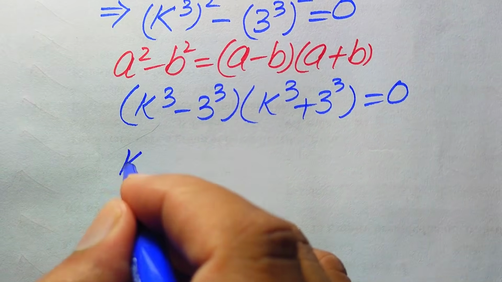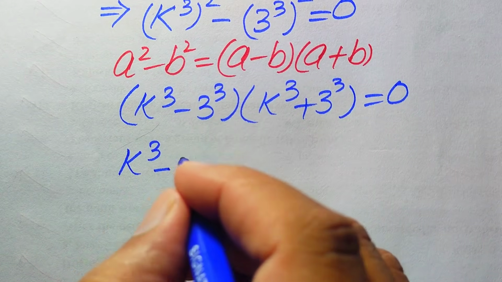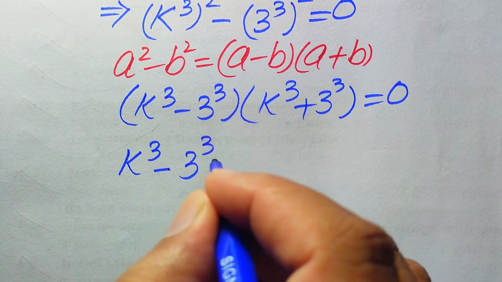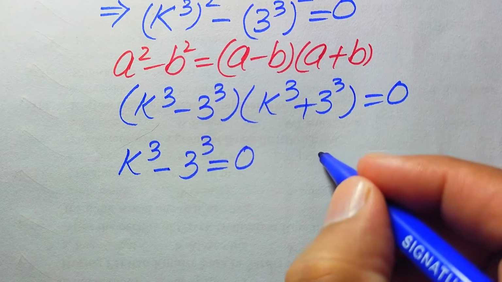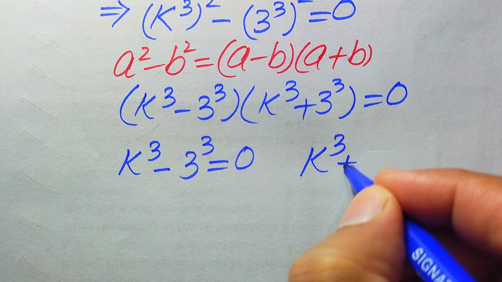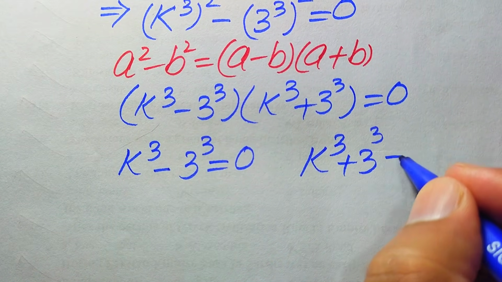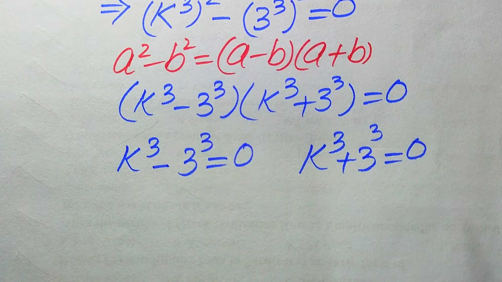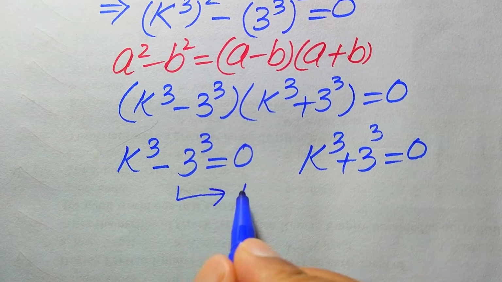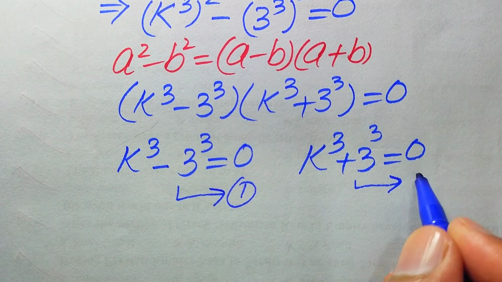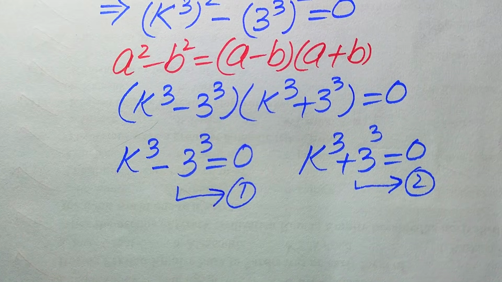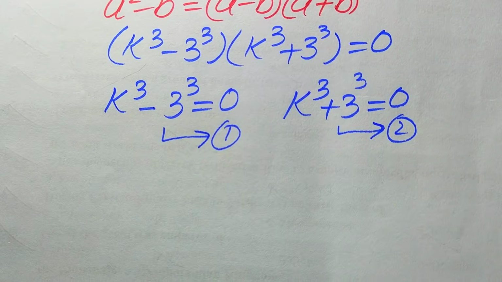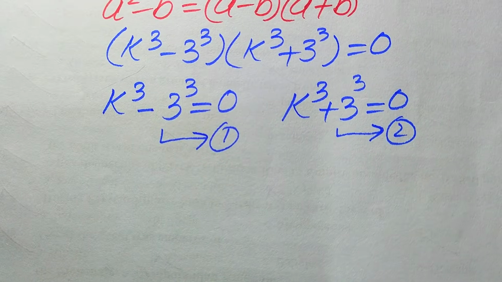And now we divide this equation into two cases. The first case is k cubed minus 3 cubed equals 0, and the second case is k cubed plus 3 cubed equals 0. We call this equation number 1 and this equation number 2. We solve both of these equations and we get the values of k.